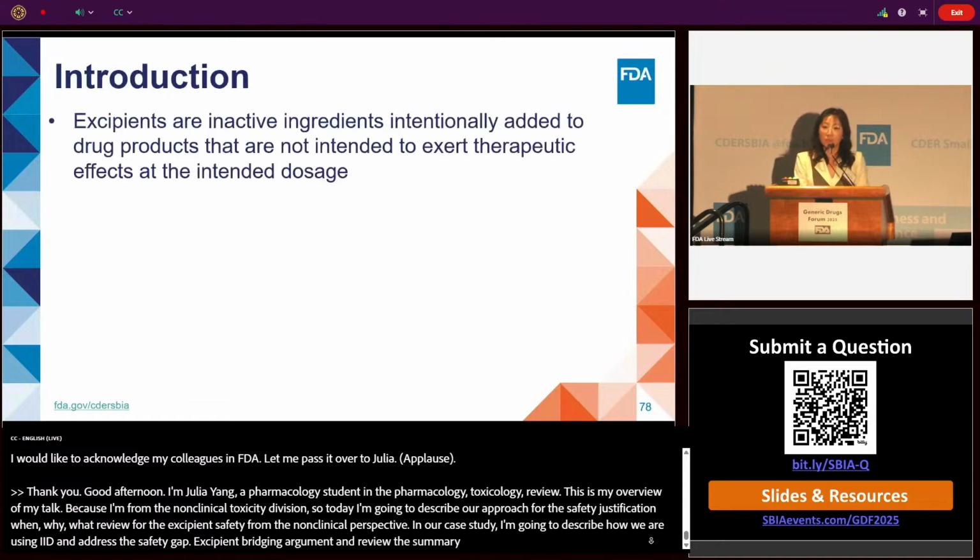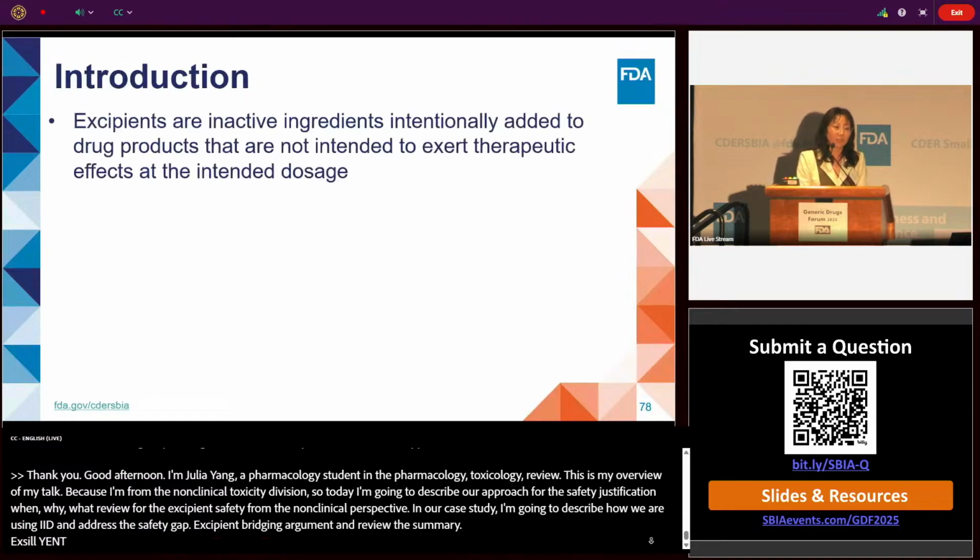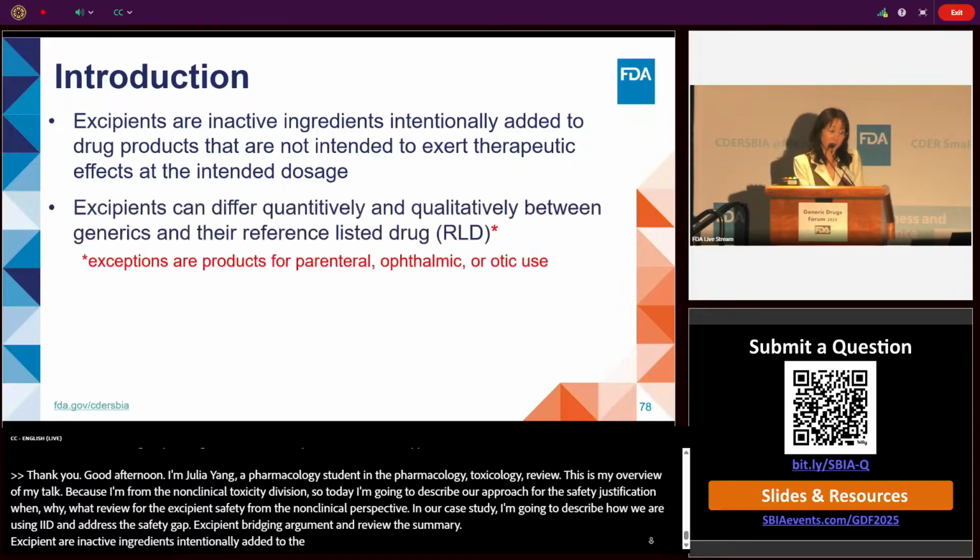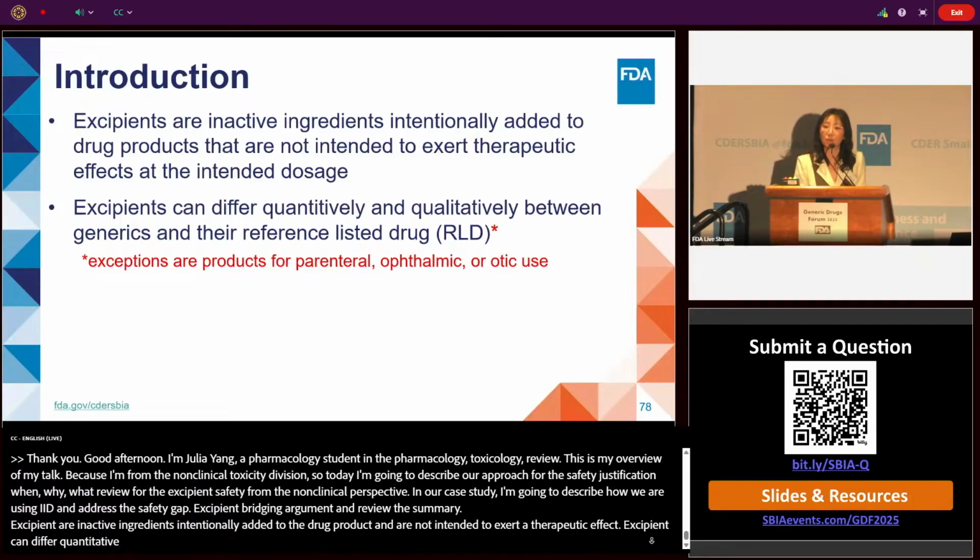An excipient is an inactive ingredient intentionally added to the drug product, but we do not want those excipients to exert a therapeutic effect. The applicant can use the same or different excipients for the generic drug formulation as compared to the reference listed product. But there is an exception for parenteral, ophthalmic, and otic use, which should have the same excipients.